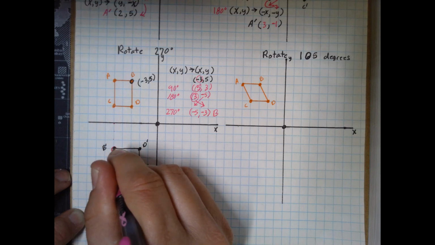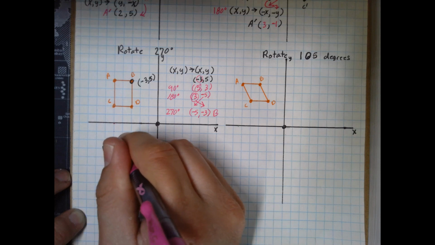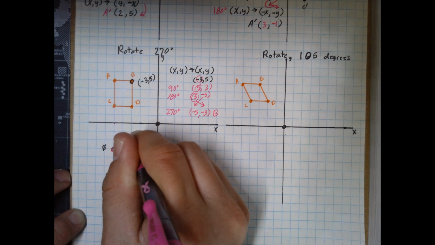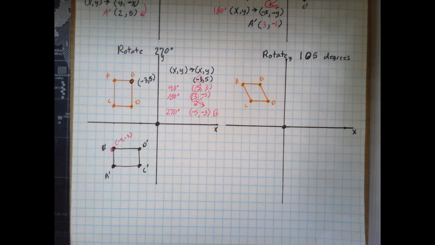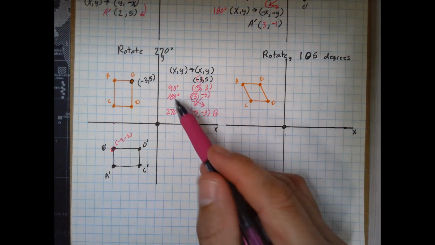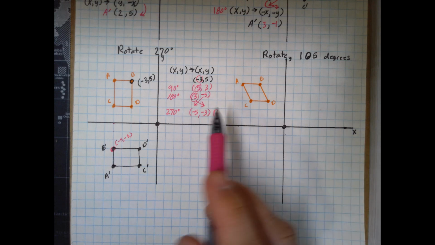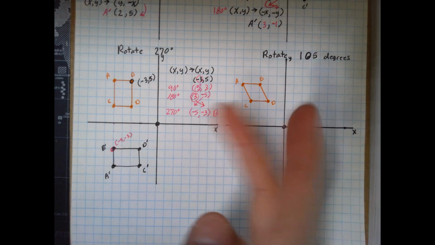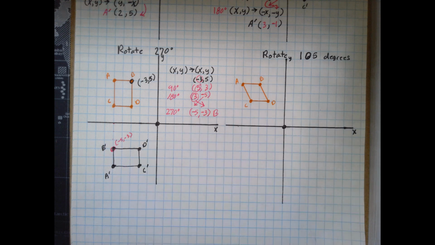And notice this point is at negative 5, negative 3. So the swap and change method works. It works every time. Depending on how many degrees they tell you to go is how many times you swap those numbers back and forth and change the sign as you're swapping them. The one that gets moved to the back has a sign change.